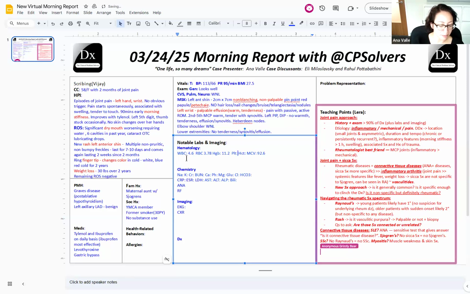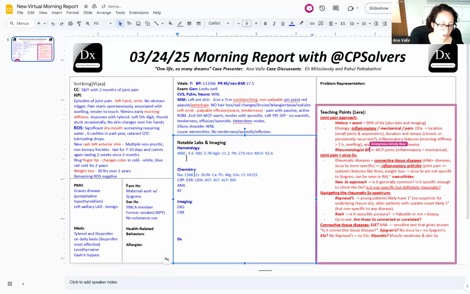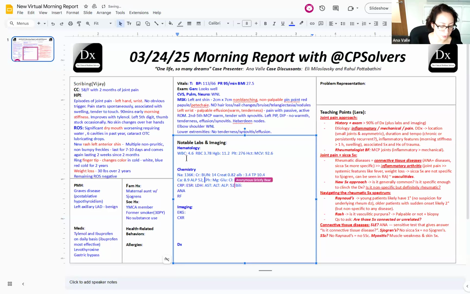I'll continue on to her CMP. Her sodium was within normal limits at 136, potassium as well, chloride as well, CO2 as well. BUN was 14 and creatinine was 0.82, both within normal limits. She had an albumin that was slightly low at 3.4, and her total protein was elevated at 10.4, with our normal reference being 6.4 to 8.3. Her calcium was 8.9, within normal limits. Her alk phos was 52. Her total bili was less than 0.2, AST 30 and ALT 11, with an anion gap of 9. So all of her CMP was within normal limits except for that elevated total protein.